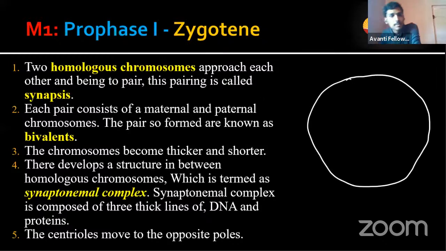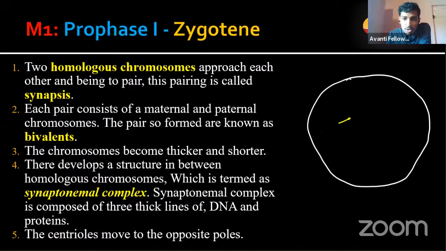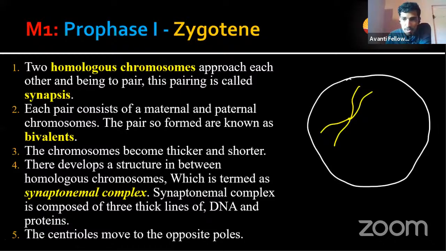Yeah, got it. Two homologous chromosomes approach each other and form a pair; this pairing is called synapsis. Okay, remember what is happening here. One homologous chromosome I can draw like this, and another chromosome I can draw like this.